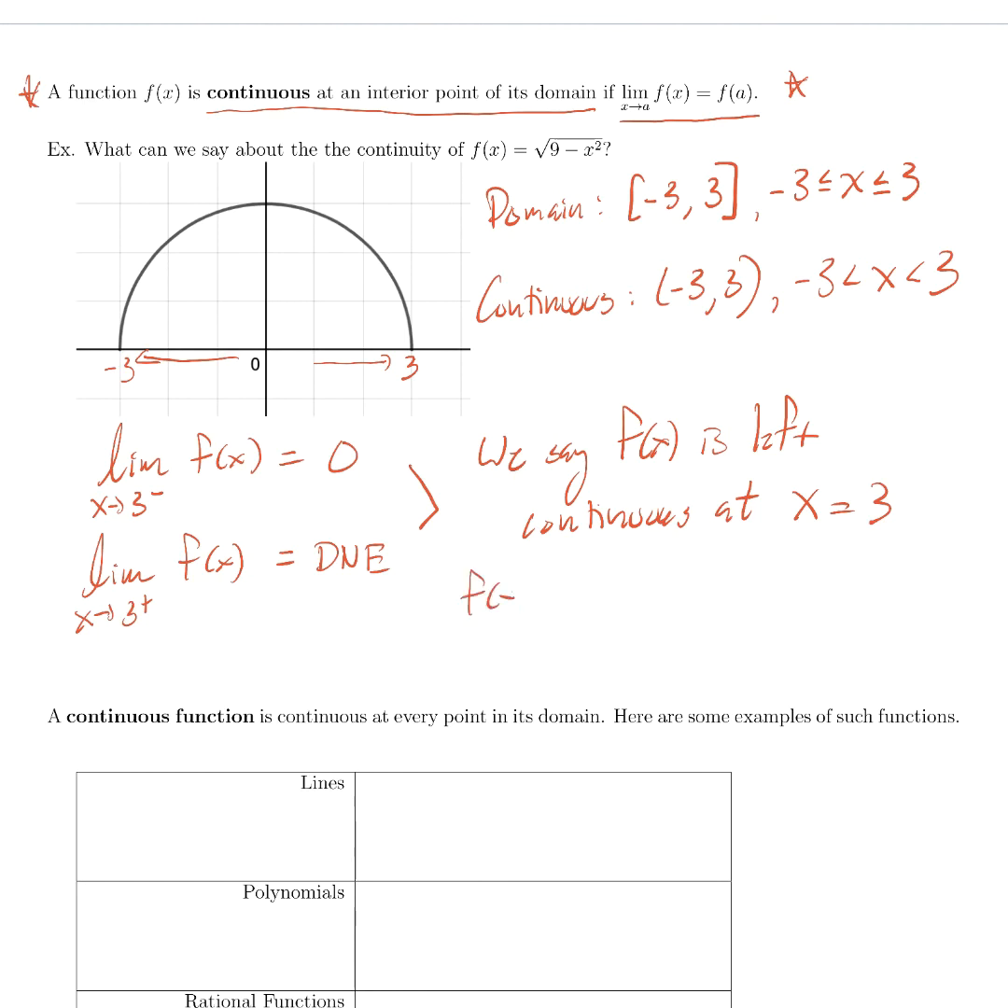So f of x is right continuous at x equals negative 3. Okay, so it's continuous on the open interval from negative 3 to 3. We say it's left continuous at 3 and right continuous at negative 3 because of the limits that exist.